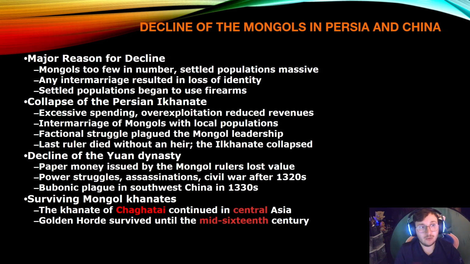The decline of the Yuan Dynasty: hyperinflation due to the increase of paper money, power struggles, assassinations, and civil wars in the 1320s, and the bubonic plague hits China in the 1330s. So you've got civil war, you've got fighting, and next thing you know, all your population is dying. It just doesn't work. You don't have anybody to rule over because they're all dead.